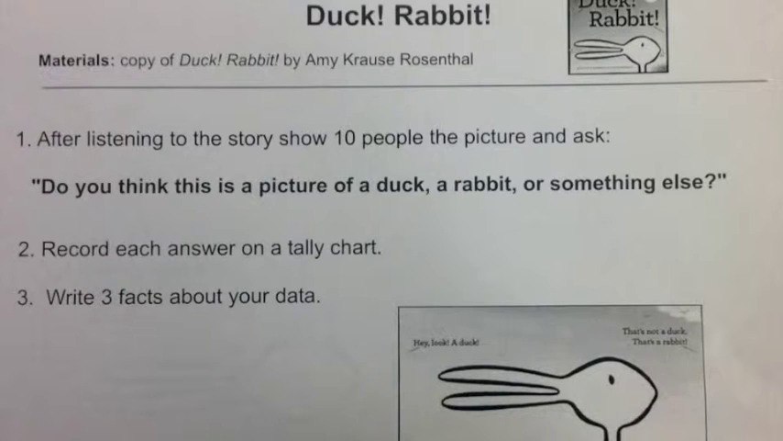So double check your library, see if you have the book, Duck, Rabbit, and then you'd go ahead and read the story to your kids, and afterwards you would ask them the question, do you think this is a picture of a duck, a rabbit, or something else? From there, you would go ahead and record the children's answers. We gave you some different ideas that you can do a tally chart. You could do sticky notes to help build a bar graph. And then from there, you could write 3 facts about your data.